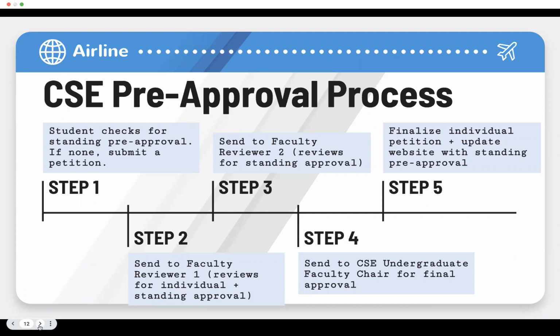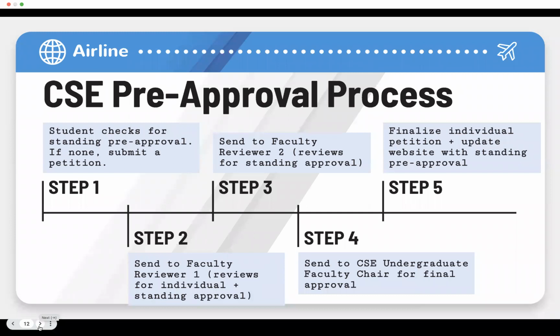I'll send it off to the first faculty member from that group, and I ask them to review the petition both individually, and then also to review whether or not this course seems like it could be eligible for a standing pre-approval for all of our students. If they approve on both counts, I'll route it to the second faculty member on that class list. Their role is to review specifically for the standing pre-approval for all of our students. We only bring the second person into the review process if we're thinking about making something a standing pre-approval. Otherwise, if it's just going to be approved individually, then we'll skip this step.